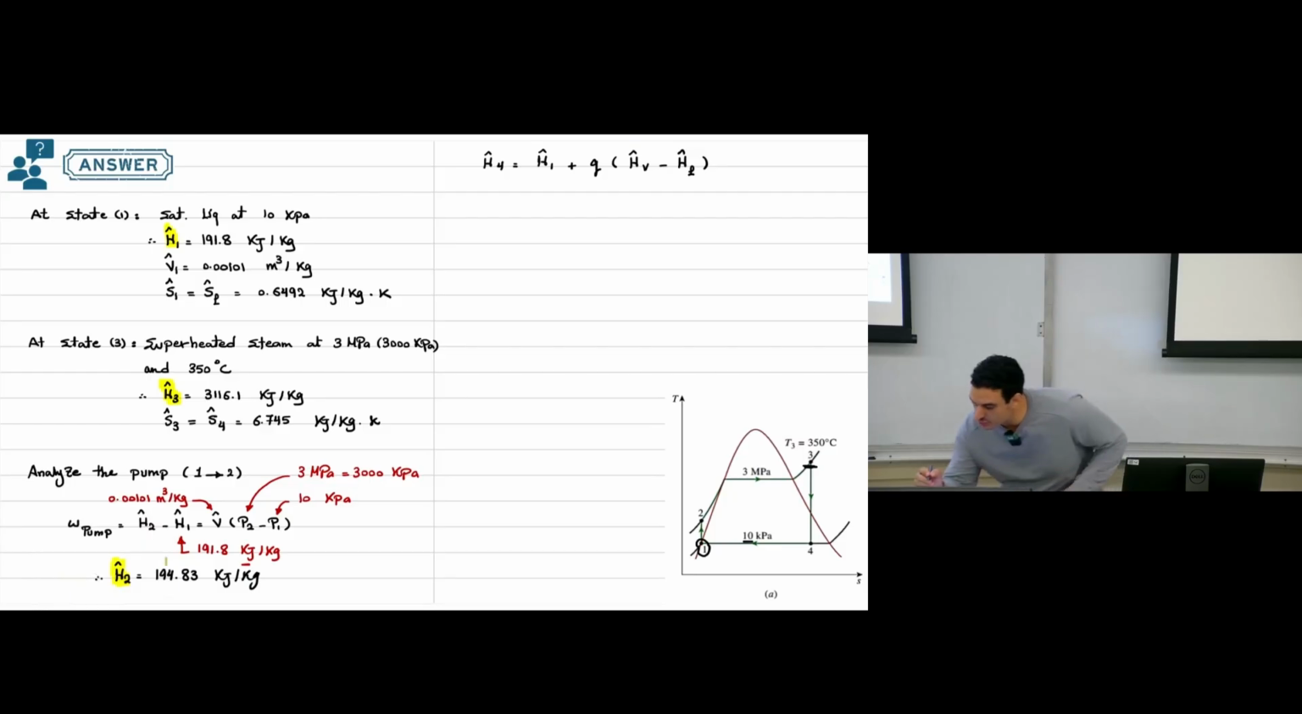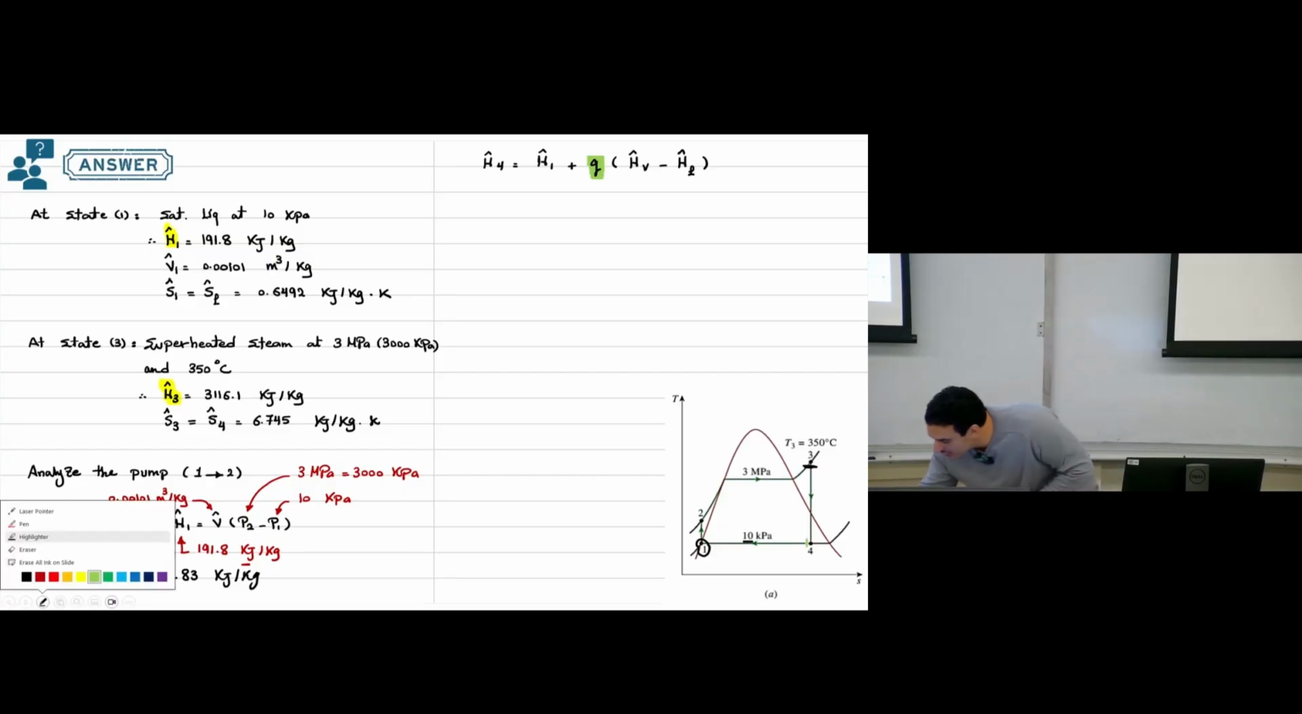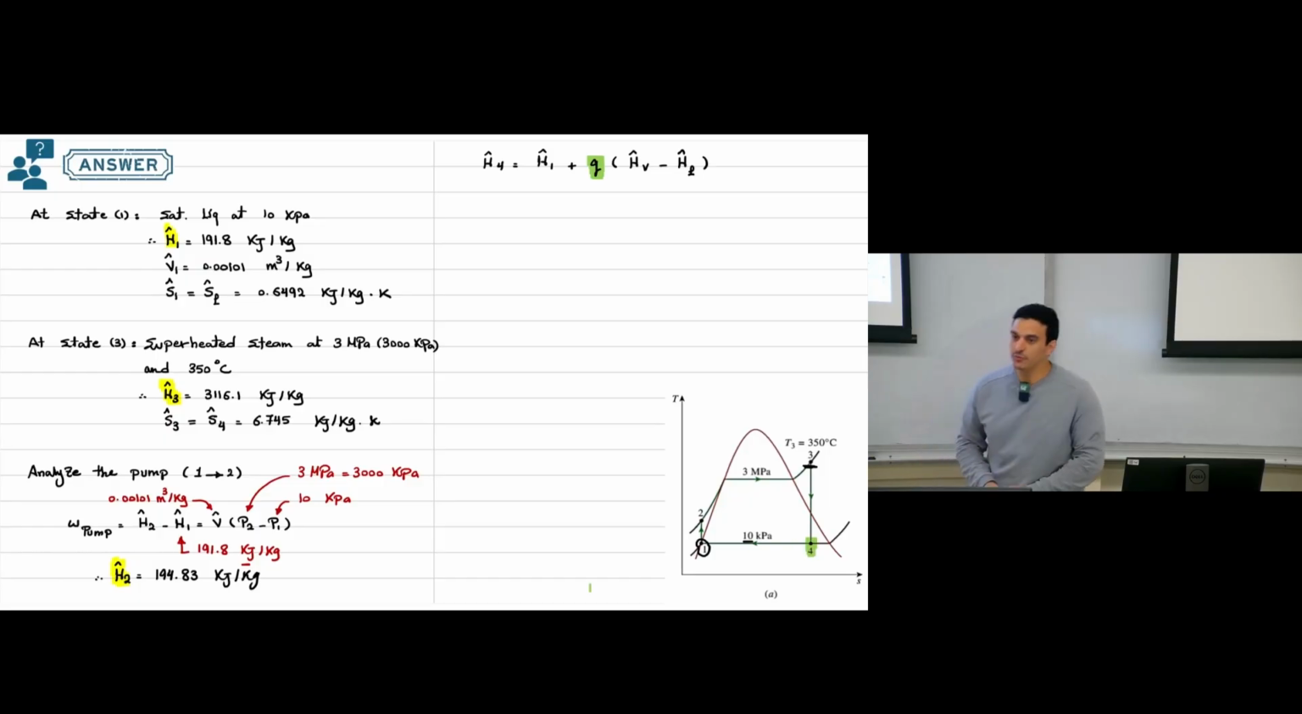So again, we are using this quality, which is the fraction of steam we have in a mixture of liquid and vapor, because point number 4 is here in the mixture region. If point number 4 is 100% vapor, saturated vapor, or superheated vapor, and you know the pressure and temperature, go directly to the steam table and don't use this equation. So this is the only case we are using this equation: if point number 4 lies in the mixture region. So in this equation here we have H1. We already found it. This is 191.8 kilojoule per kilogram.